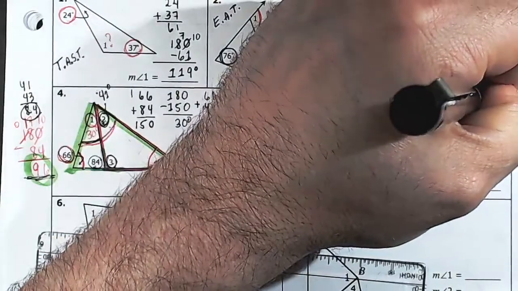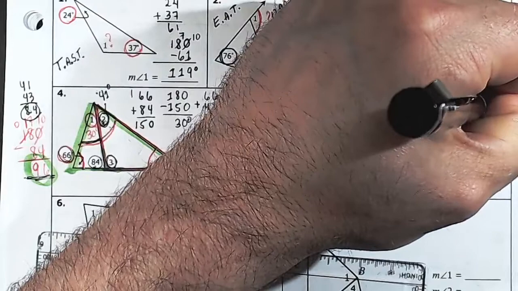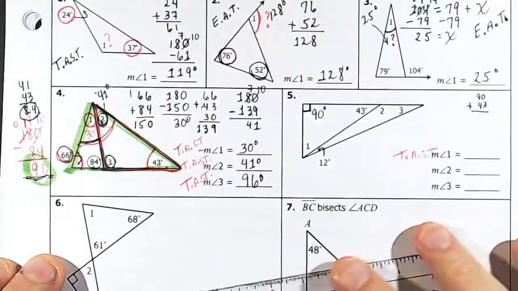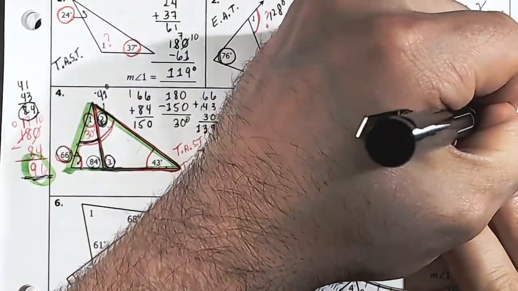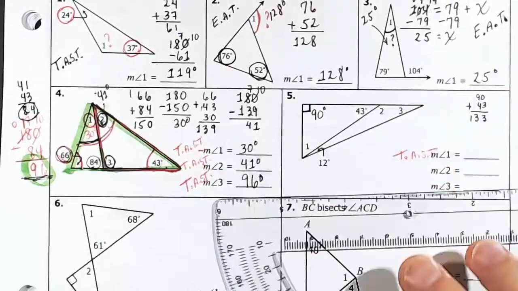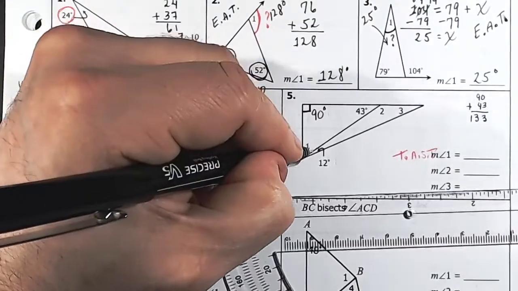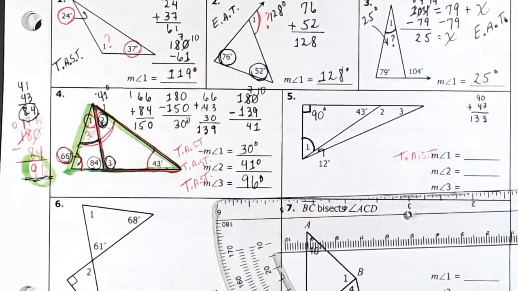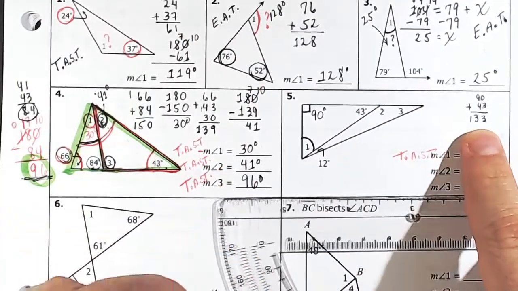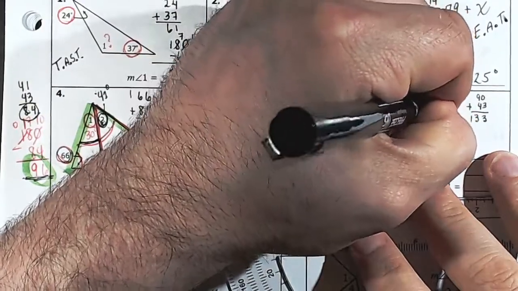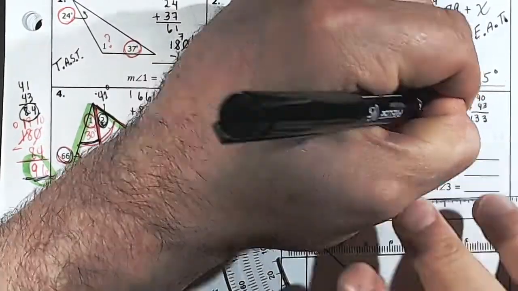Well, let's do that. 90 plus 43. We're going to add you up. So 0 plus 3 is 3, and 9 plus 4, that's 13. So that adds up to 133. So what I claim by the Triangle Angle Sum Theorem is that this angle right here is going to be whatever 180 minus 133 is. So let's do 180 minus 133.